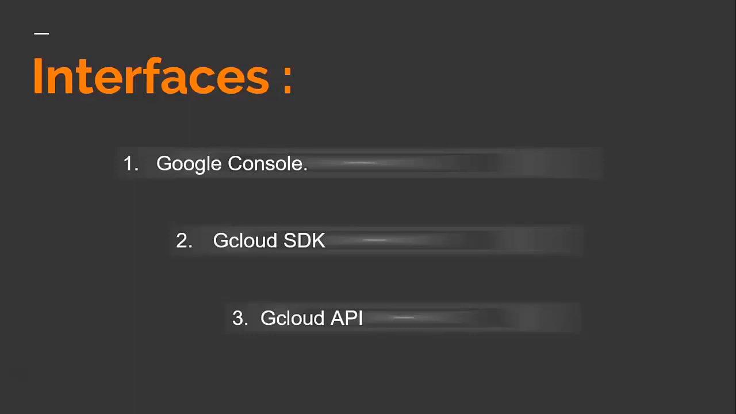Next, we can also use the API. We need to download the API for merging and splitting your traffic. You can search for it on Google Cloud, download this API, and start using this split traffic API for splitting your traffic into different versions of your applications.